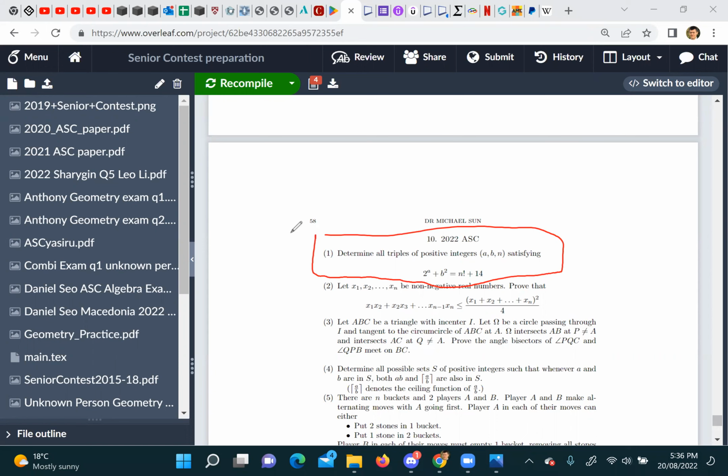So what is the question? Determine all triples A, B, N of positive integers that satisfy this equation. Does that make sense? Okay, Finn makes the first observation that B is even. Why is that?